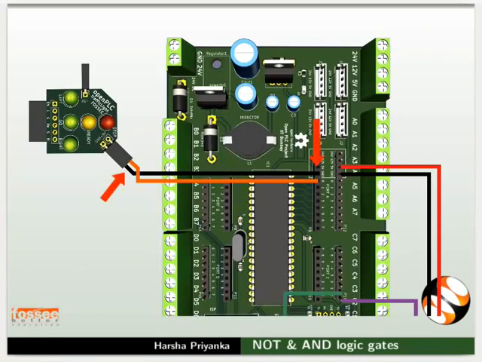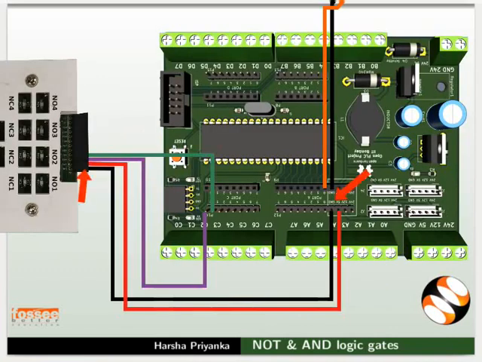Connect ground pin of the red LED of traffic light module to ground pin of the mainboard. Then connect plus 5 volt pin of the red LED to PA0 pin of the mainboard. Connect ground and 5 volts of the switchboard to ground and 5 volts of the mainboard respectively.